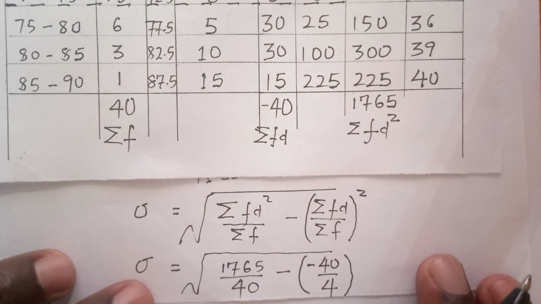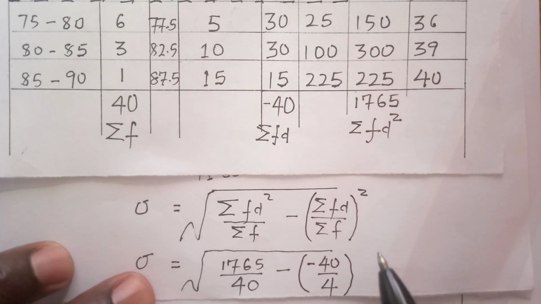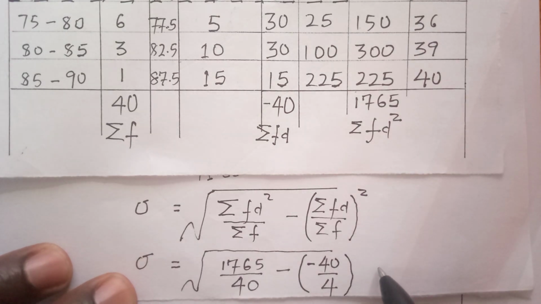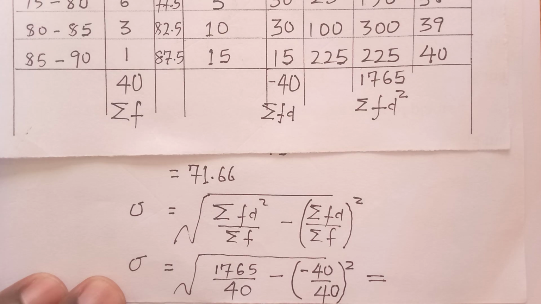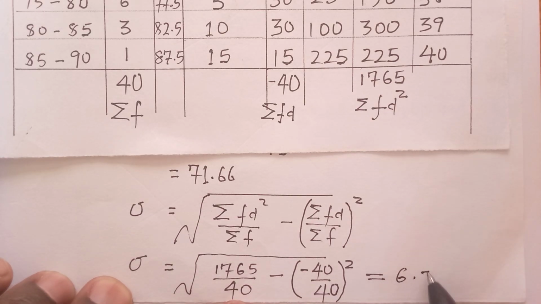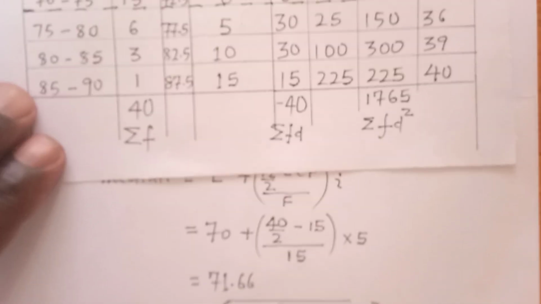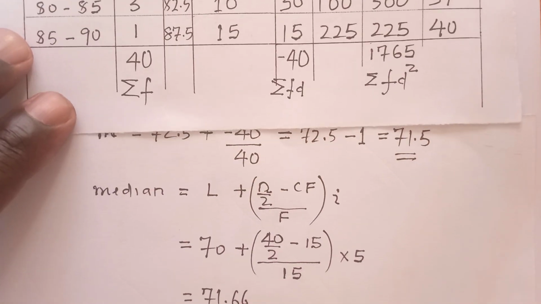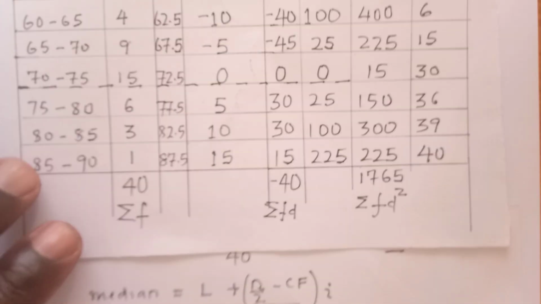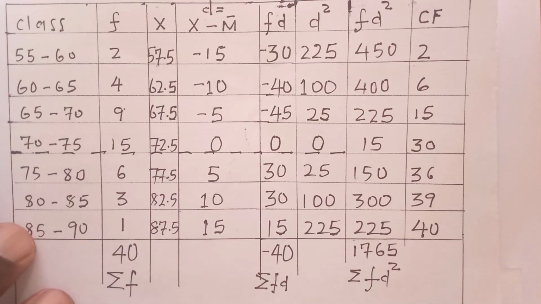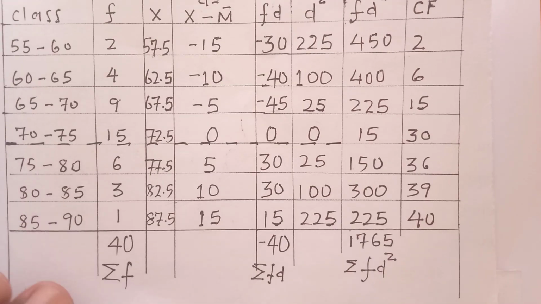So I calculate this one offline, and then I can tell you our standard deviation. What is our standard deviation? So guys, my answer comes to 6.56. And so that is now the standard deviation. So guys, that question is supposed to be done like that. You can see I have done it very systematically, and these are our results.